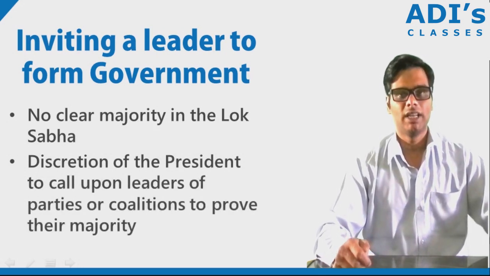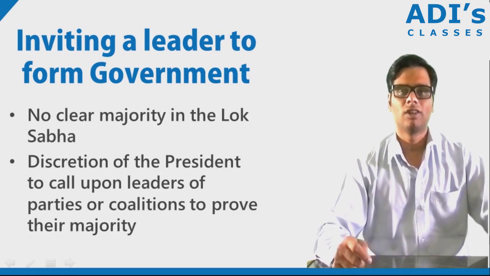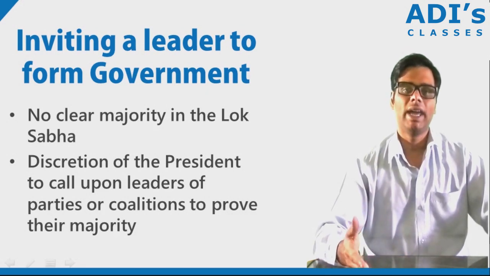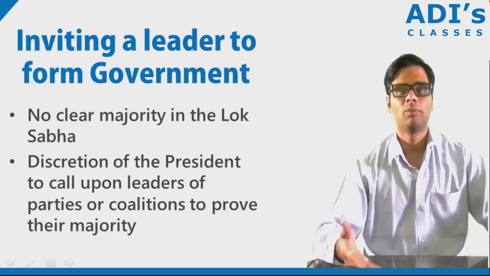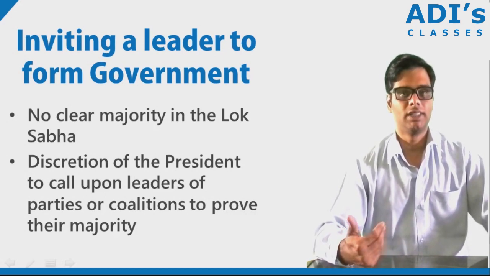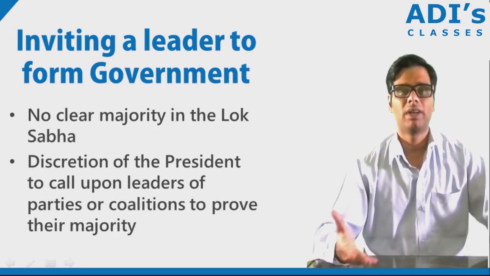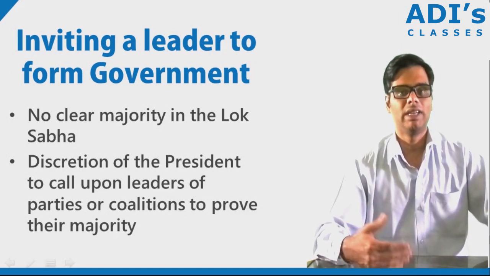If after a general election there is no clear majority in the Lok Sabha, it is up to the discretion of the President to call upon leaders of parties or coalitions to prove their majority. This can have far-reaching effects on which parties actually get to form the government. Let us say party A has 235 seats in the Lok Sabha, and party B has 230 seats. Now obviously both of them don't have a majority, but both are trying to form coalitions with other parties so that they reach the magic figure of 273.